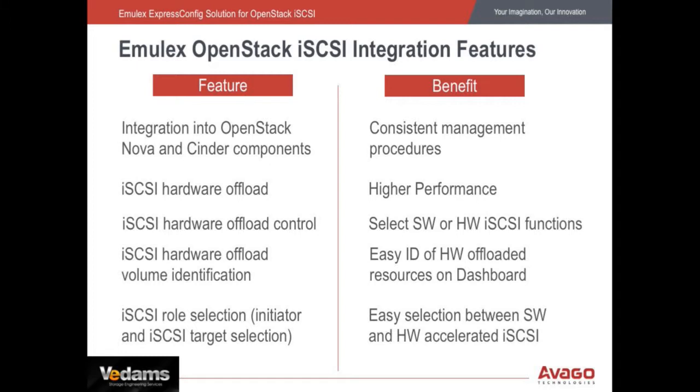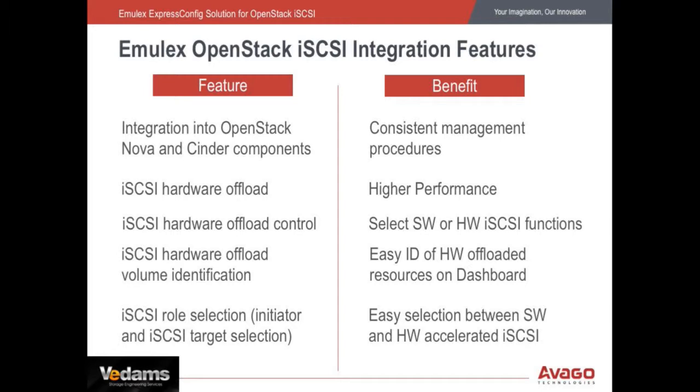iSCSI hardware offload control. This particular CNA supports both software iSCSI and hardware iSCSI, so there is a nice mechanism where we can choose which function we really want to use. Do we want to use the software network adapter for iSCSI, or do you want to use the hardware accelerated PCI function of the CNA?